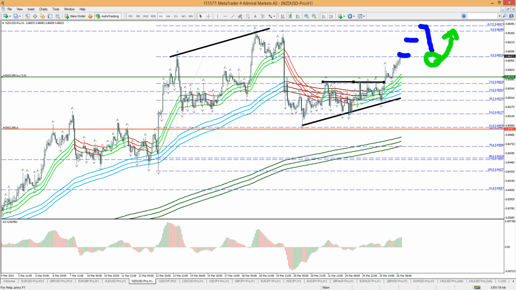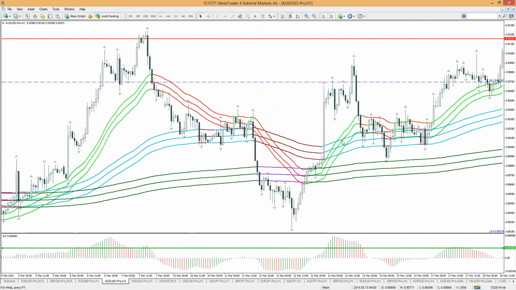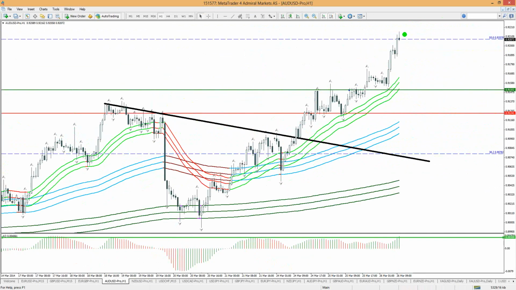All right? So that's the Kiwi. Now the Aussie, if you get an interesting 1-hour candle, then that could be your potential reversal trade, right? As I said, I'm not a big fan of it, though. I'm not a big fan of reversal trades at all, especially the early ones.